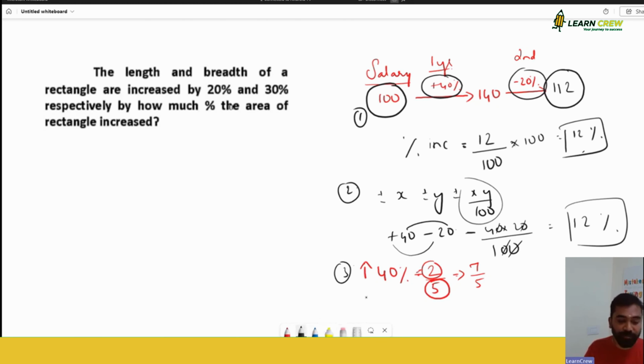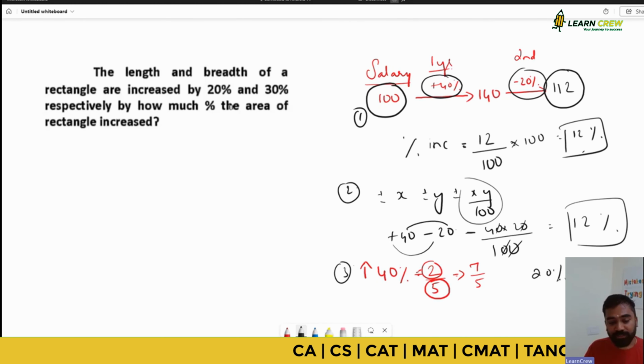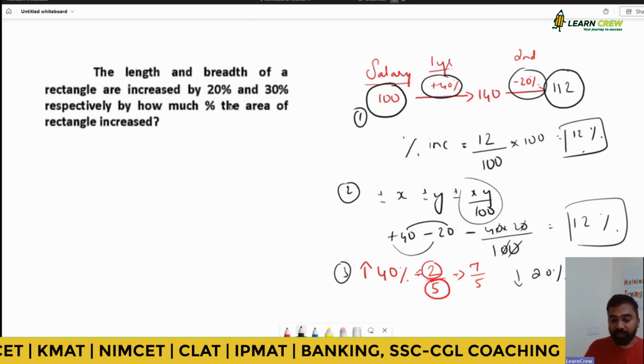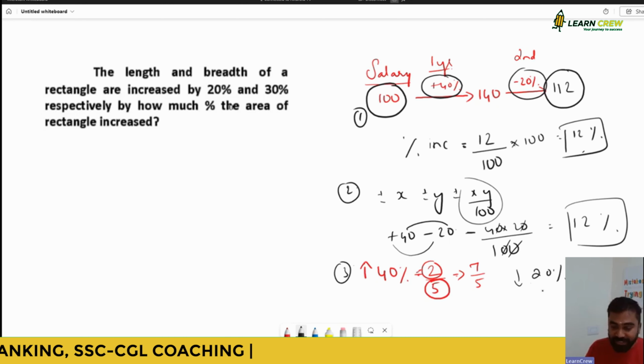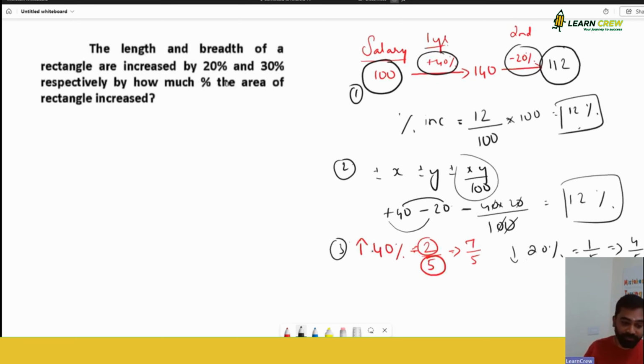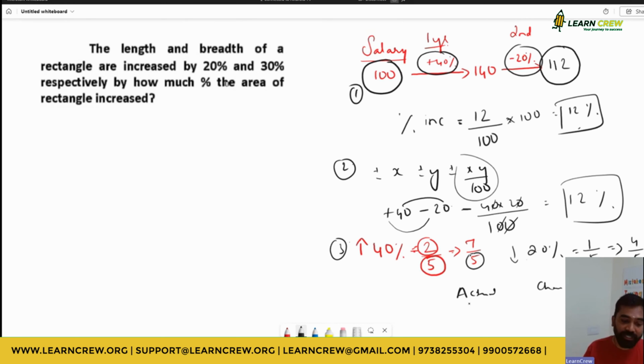Now the next part is decreasing by 20%. How can you represent 20% in terms of fraction? 1 by 5. Now here there is a decrease in salary, so it can be represented as 5 minus 1, that is 4 by 5. All these are the same things you did in your profit and loss. Nothing changes. Now until this point, did you understand? Any clarification? So now the actual salary is here 5.